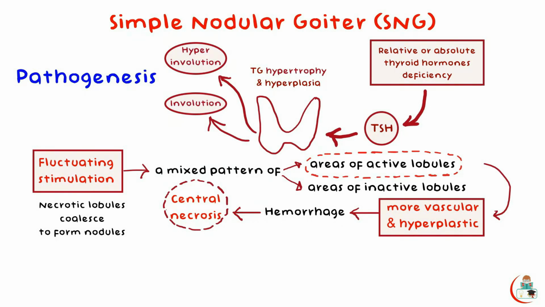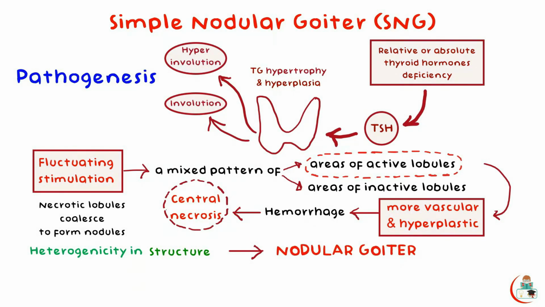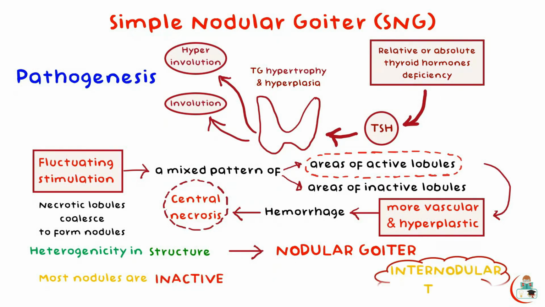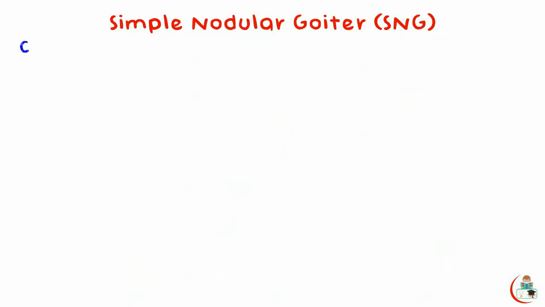Continual repetition of this process results in different nodules with heterogeneity in structure. In a single lobule, all the follicles behave similarly. Now, a nodular goiter is evident. Most of the nodules in a nodular goiter are inactive, while it is the internodular tissue that shows active follicles. Clinical features.